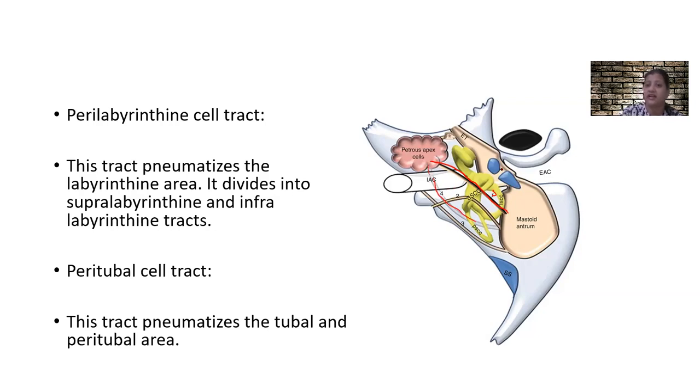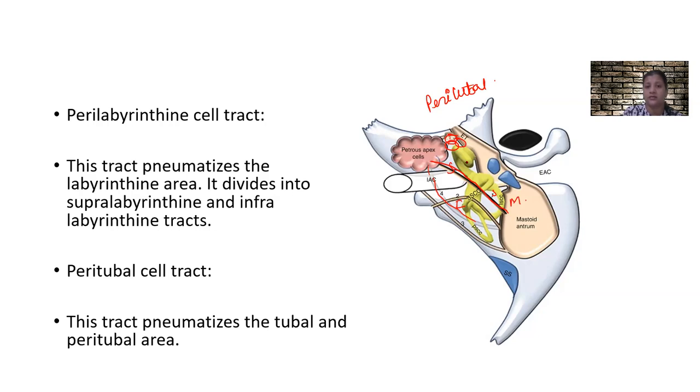And we have a cell tract that goes from your mastoid antrum and pneumatizes through your middle ear up to the level of your eustachian tube. These two, anteriorly towards the cochlea and towards the eustachian tube, are your peritubal cell tract. So the labyrinthine tract we divided into supralabyrinthine and infralabyrinthine, and the peritubal tract goes towards the eustachian tube.